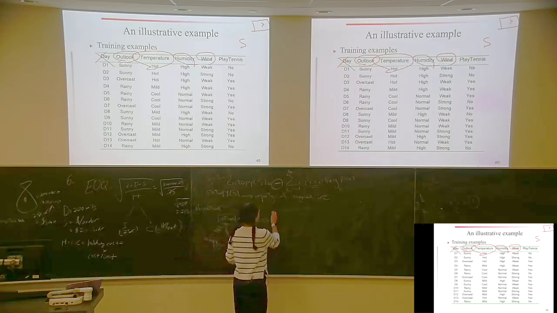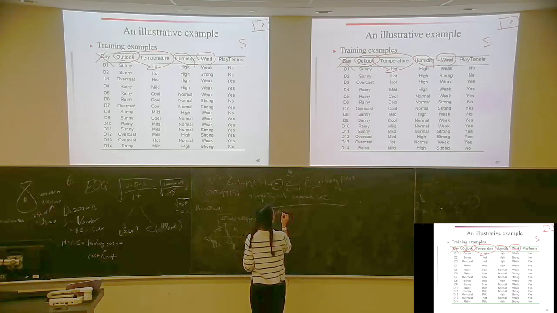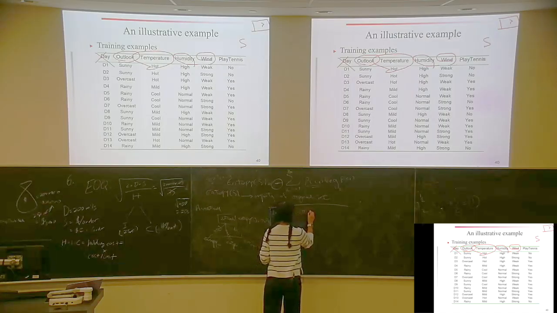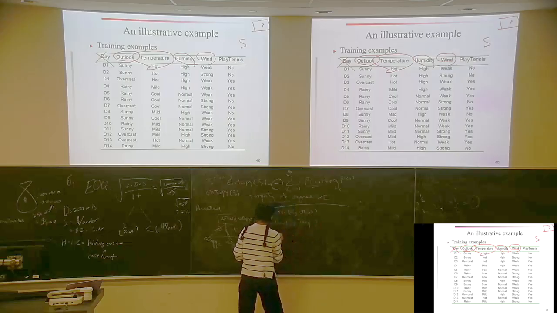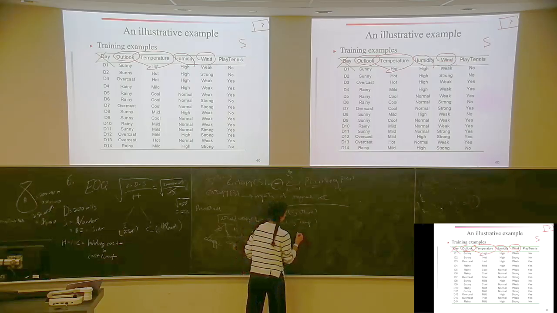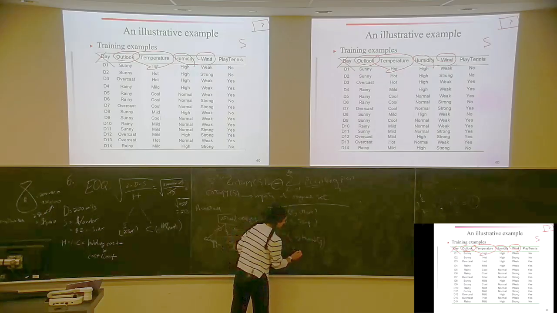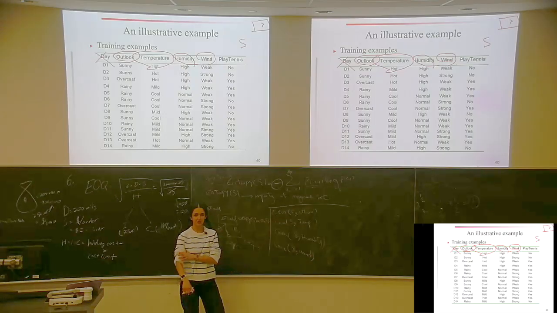So we have to calculate information gain: gain of S given outlook, gain of S given temperature, gain of S given humidity, gain of S given wind. And for each of these, we need to find the entropies of all the subsets and deduct them from the entropy of the original set.